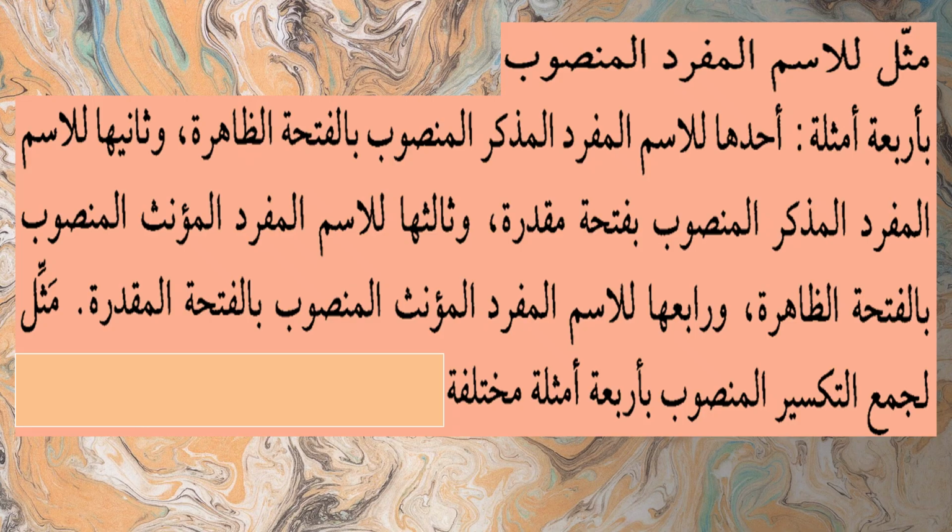In this question, you need to give examples of all types of noun that you have learned. For example, اسم مفرد مذكر منصوب بالفتحة ظاهرة. Then مفرد مذكر منصوب with فتحة مقدرة. So one with ظاهرة, one with مقدرة. Then اسم مفرد مؤنث منصوب بالفتحة ظاهرة. Then the next should be اسم مفرد مؤنث منصوب بالفتحة مقدرة. Then all the four examples for Jama Taksir and with different nouns. So let's see the answers.